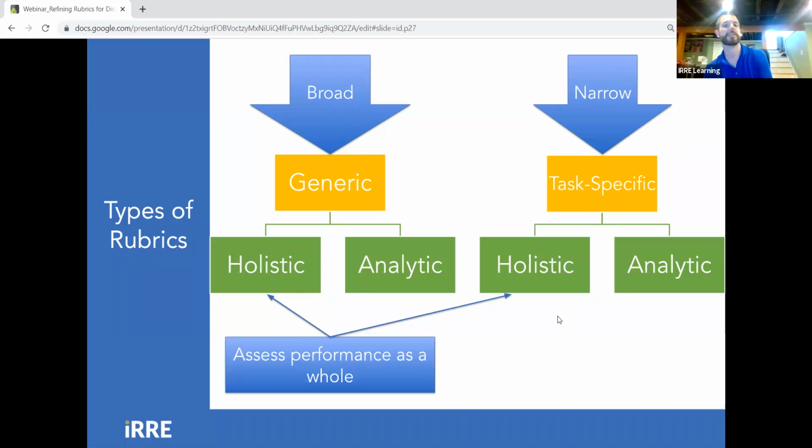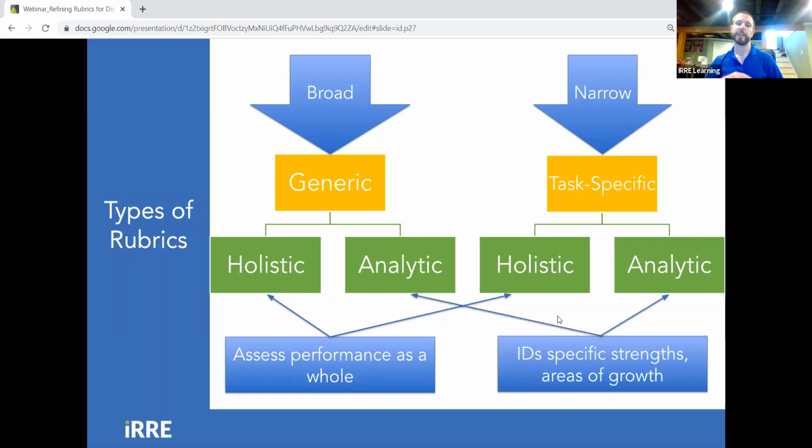Holistic rubrics work to assess performance on the whole. So they look at parts of the rubric and say, that's a 4, that's a 3, but doesn't necessarily give you feedback on the individual components.